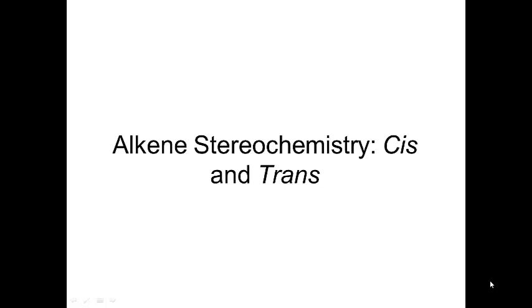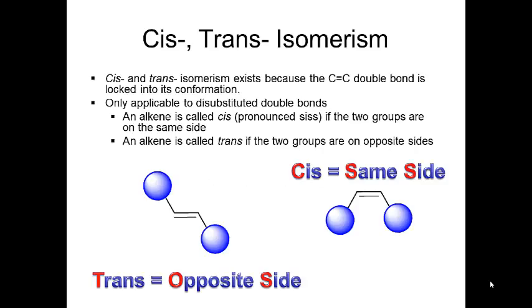So in this video we're going to quickly look at alkene stereochemistry. We're going to talk about the cis and trans designation. So what is stereochemistry? Stereochemistry just simply talks about the 3D orientation of any particular molecule.